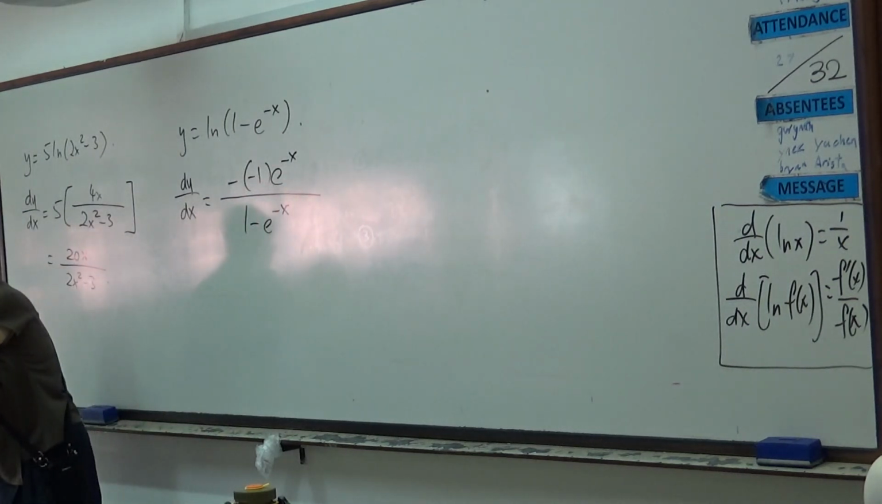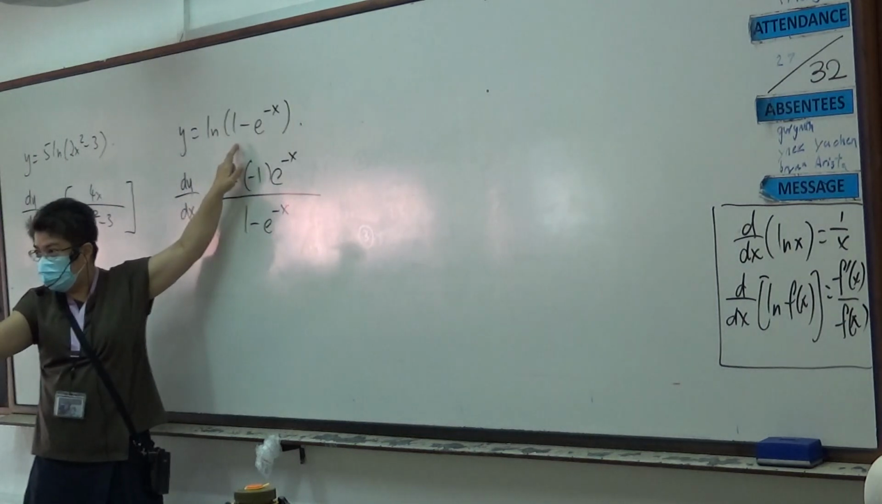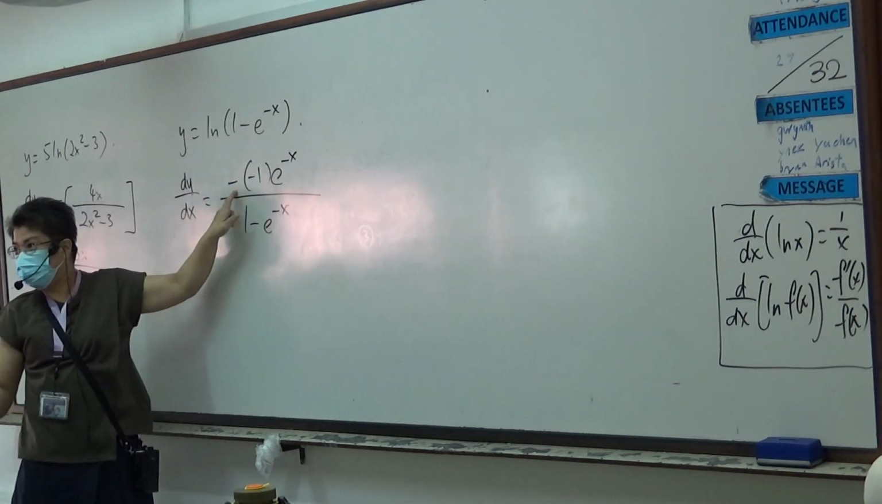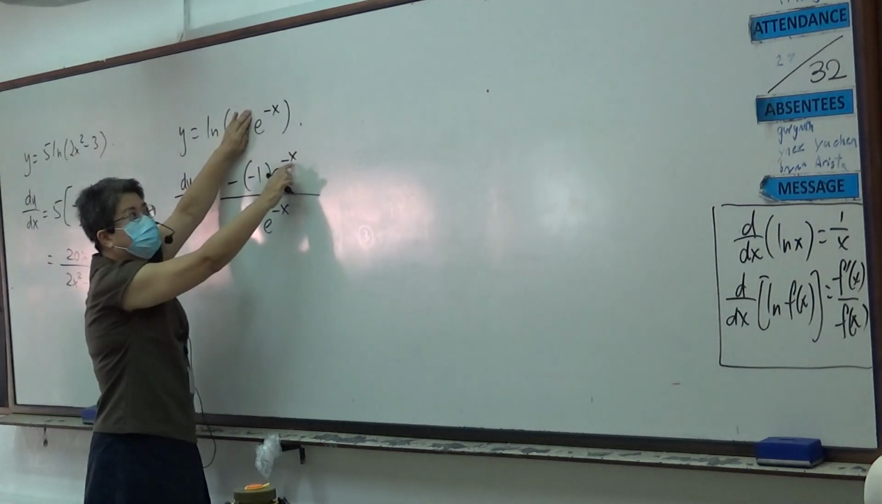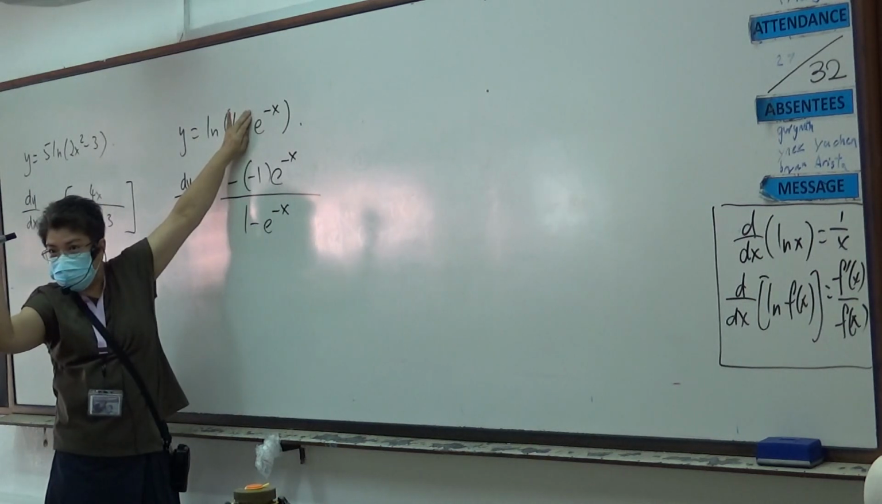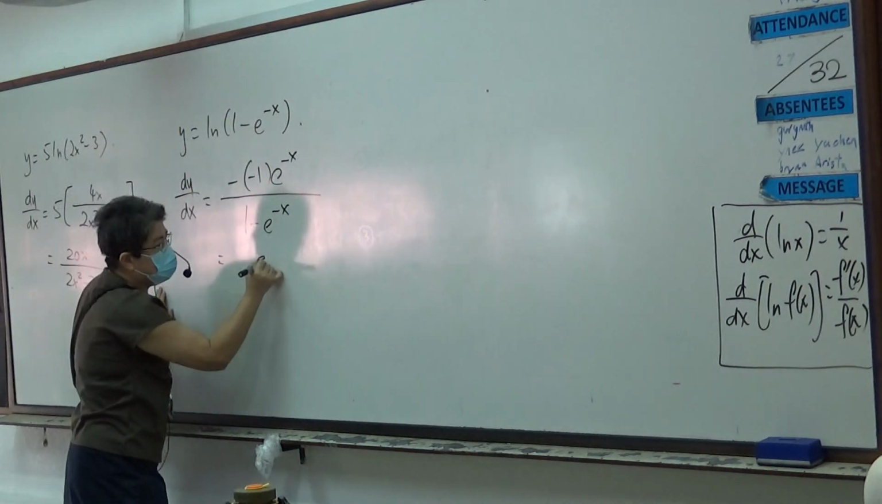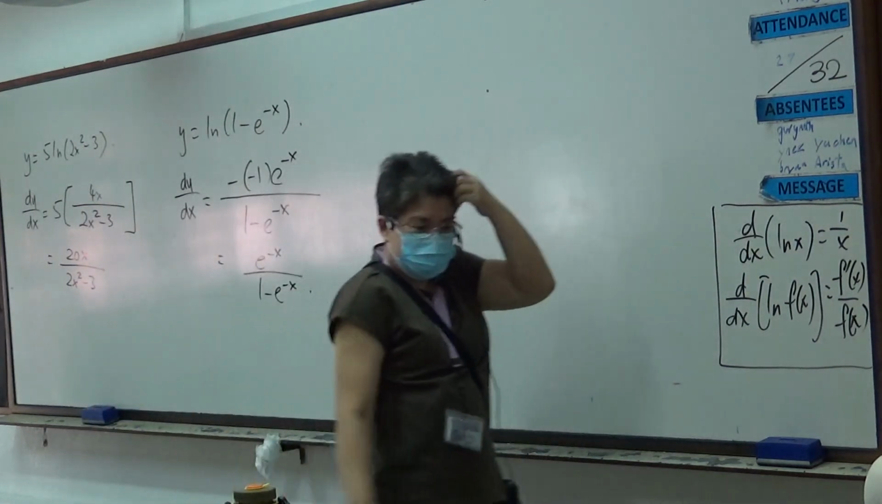Can you see this one? Very easy to make a mistake. Do you know what I'm talking about here? I repeat. When you differentiate, 1 is 0. Minus, you keep, correct? Then how to differentiate is you keep this, then you differentiate the top. When you differentiate the top, it's negative 1. Everybody okay? So the final answer is e^(-x) over 1 minus e^(-x).